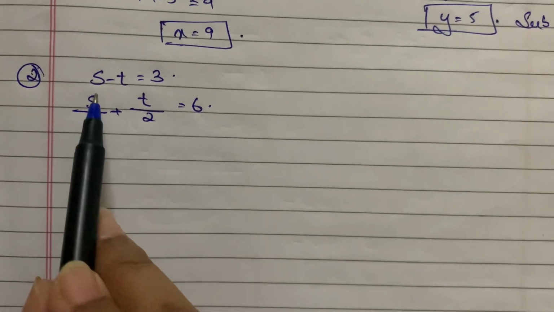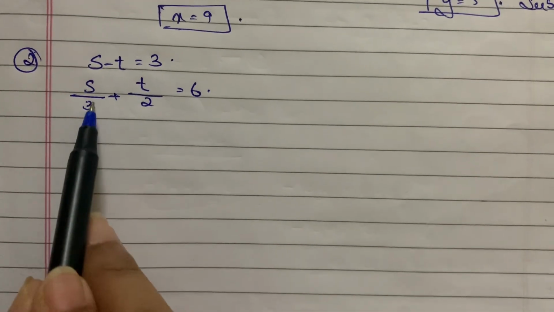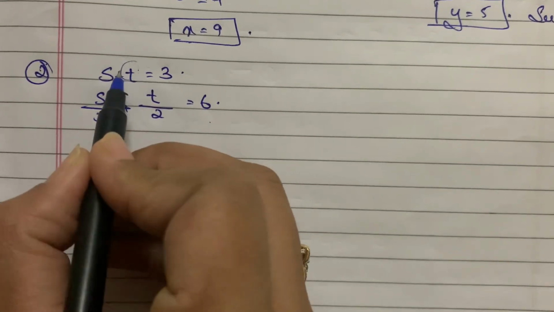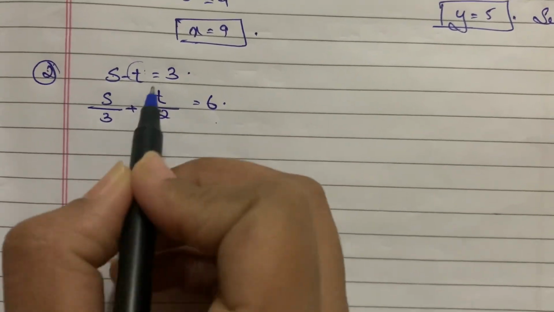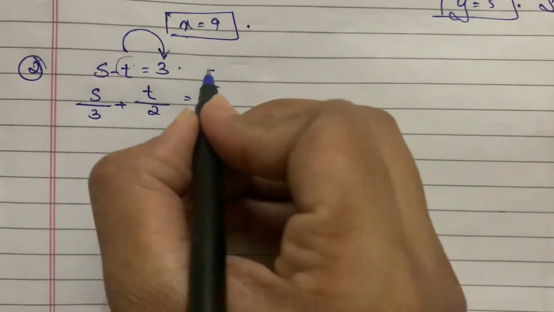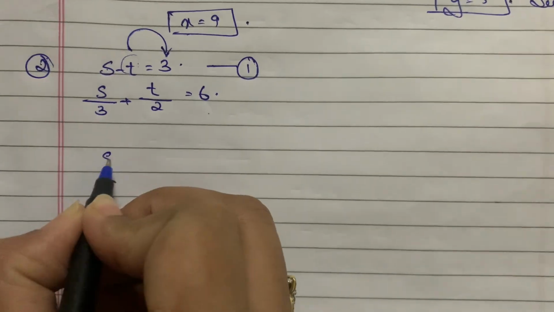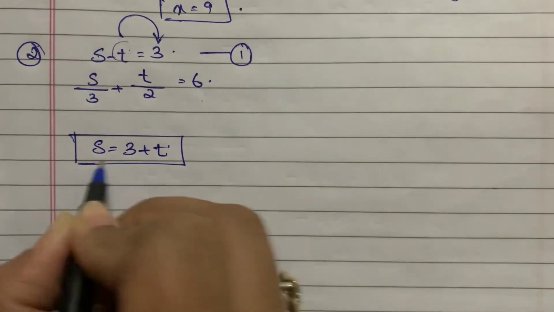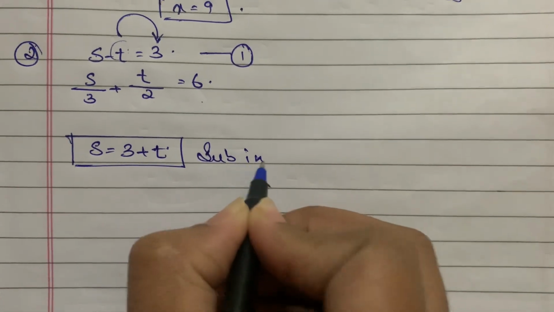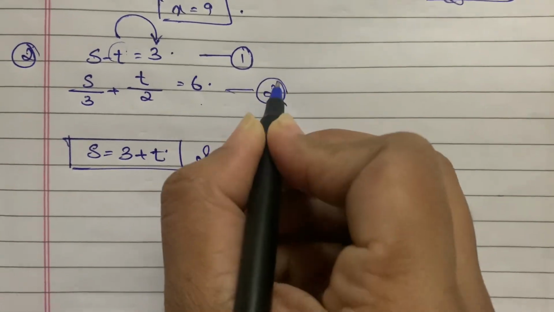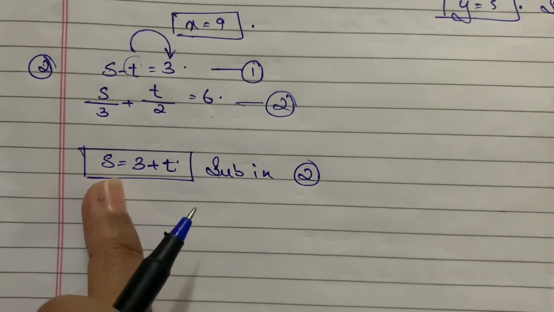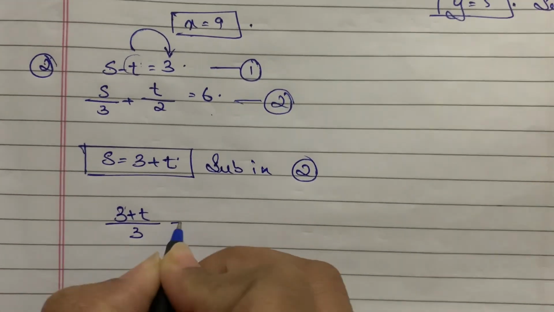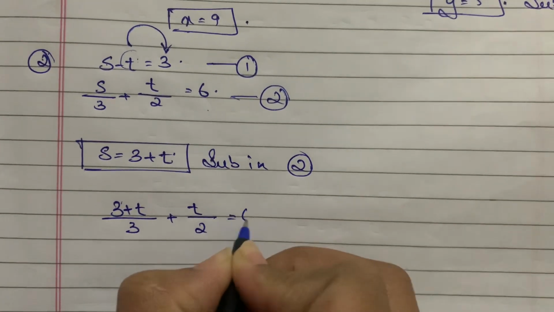So continuing with the second question, which is s minus t is equal to 3 and s by 3 plus t by 2 is equal to 6 is given to us. So what I'm going to do, I'm going to find the value of s from here and simplify it. So sending it towards the other side for the equation 1, that becomes s is equal to 3 plus t is what I get in here. Now this is my s. Now this has to be substituted in equation 2. This is my equation 2. So instead of s, I'm going to write 3 plus t for it. 3 plus t by 3 plus t upon 2 is equal to 6.